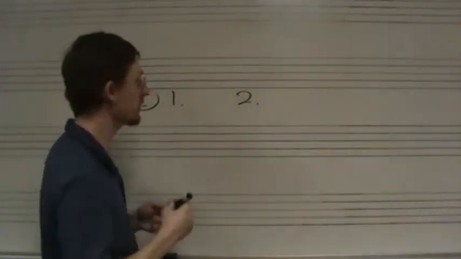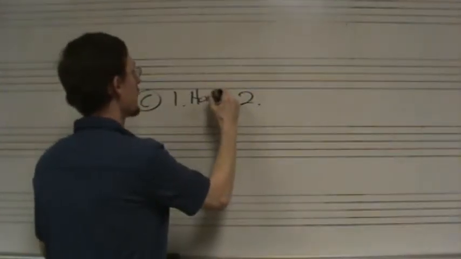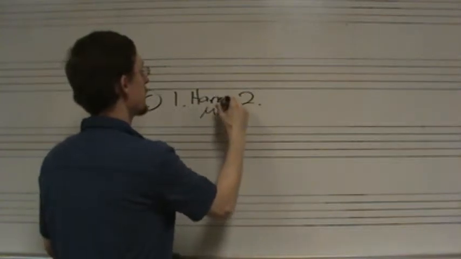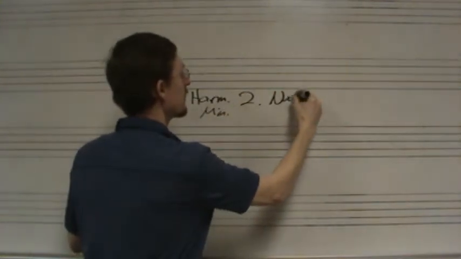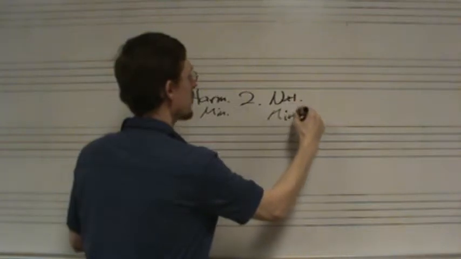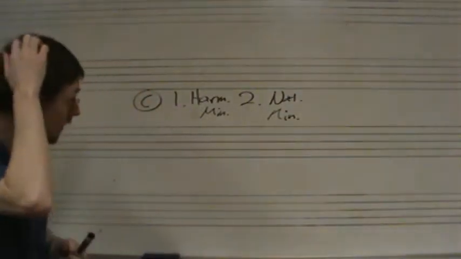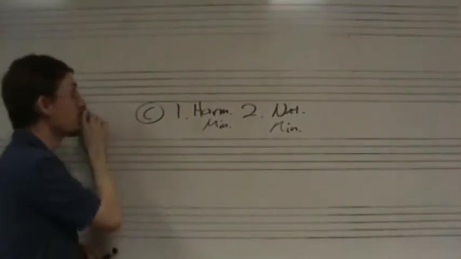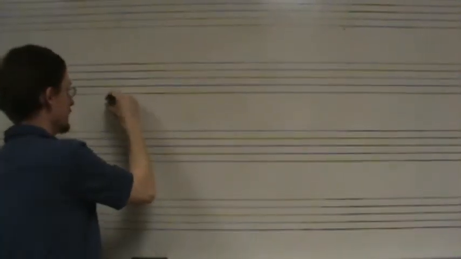All right, and the answers. Number 1 was harmonic minor, and number 2 was natural minor. Okay, let's get into section D. Let's do a melodic dictation.